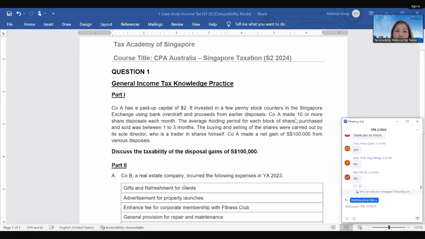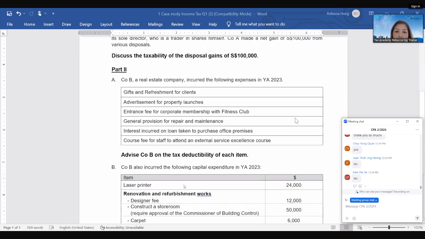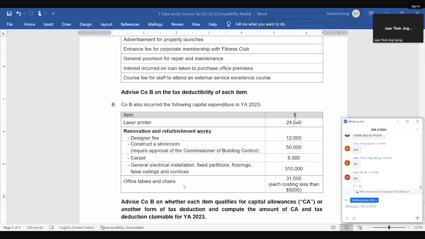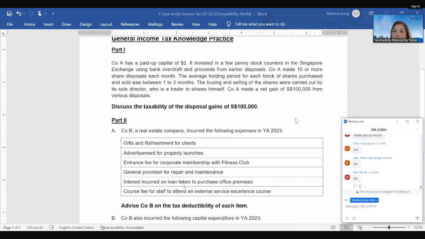Do you have this? It comes with the tutorial notes. It's actually in the CPA portal, the online learning.